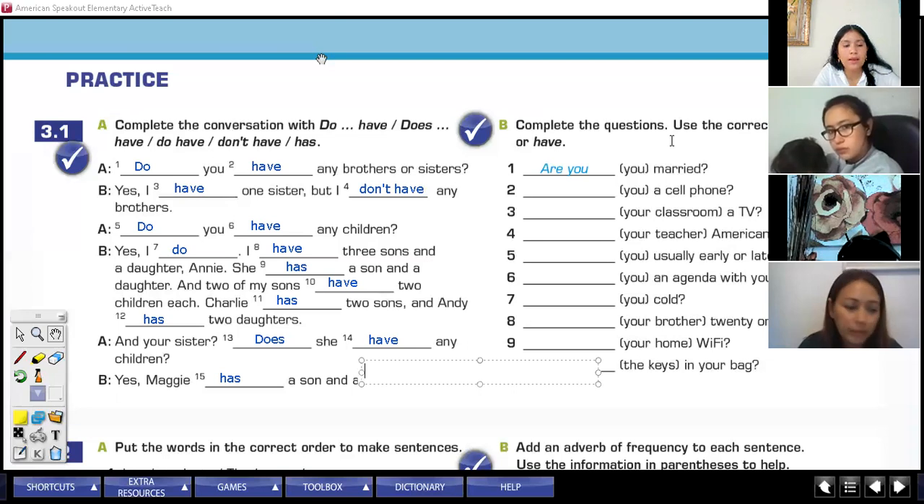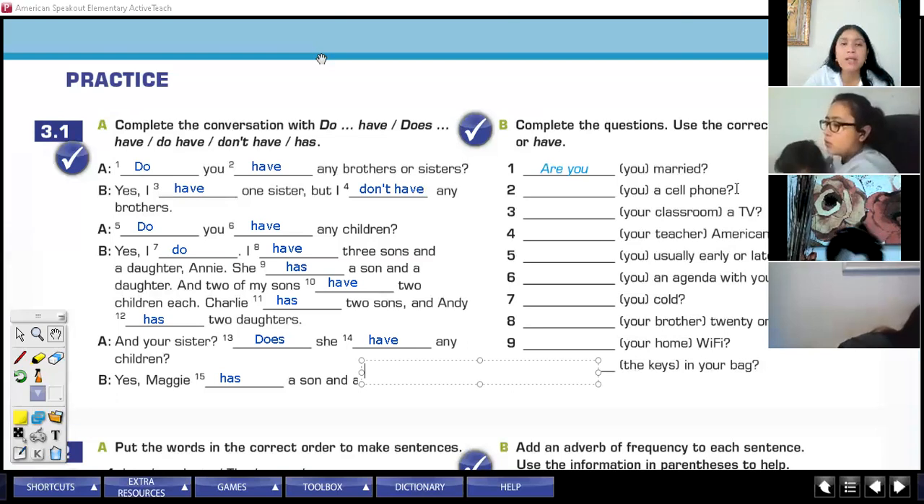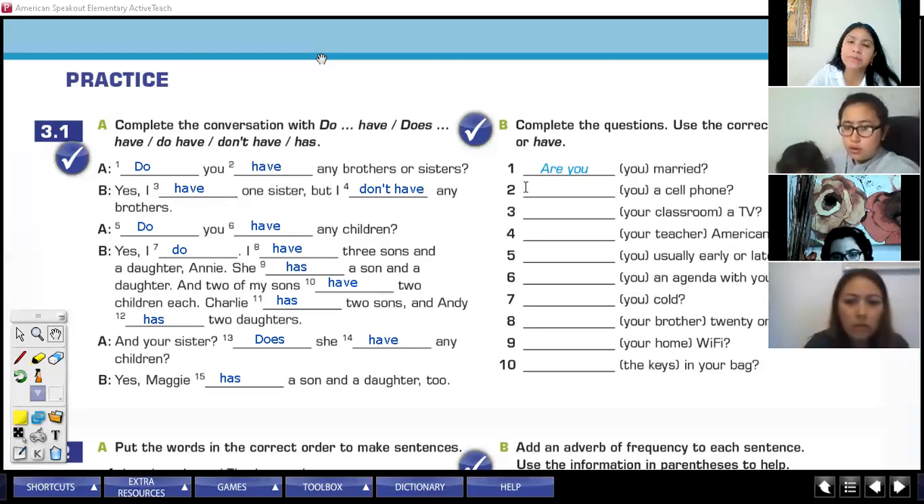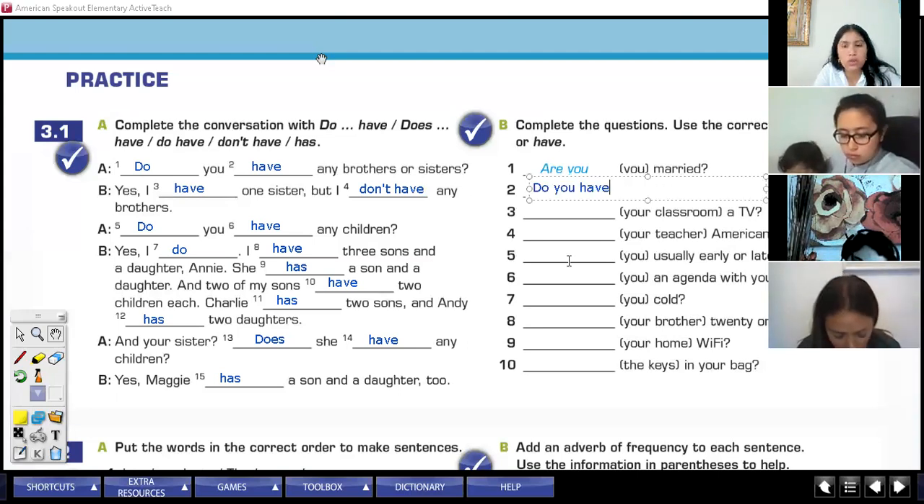It says in here, complete the questions using the verb to be or does, do you have in this case because, well, no, it could also be does. Let's see, vamos a ver. The first one, it's already answered and it says, are you married? Now we're talking about a cell phone. What do you think is the question here? Do you have a cell phone? Very good. Do you have a cell phone?